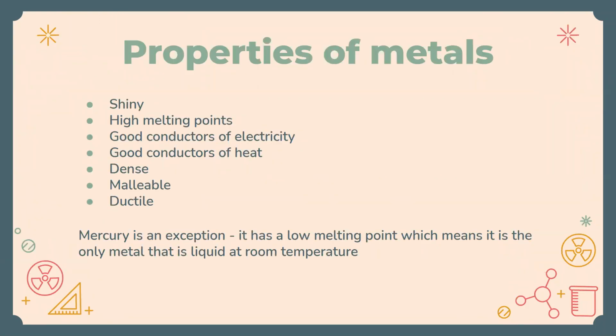Properties of metals are that they're shiny, have high melting points, and are good conductors of both electricity and heat. We'll learn more about why later in the module. Metals are also dense. This means that they'll weigh a lot, even if you only have a small piece of them. Furthermore, metals are malleable, which means they can be bent or hammered into shape without shattering, and ductile, which means they can be drawn out into long wires.